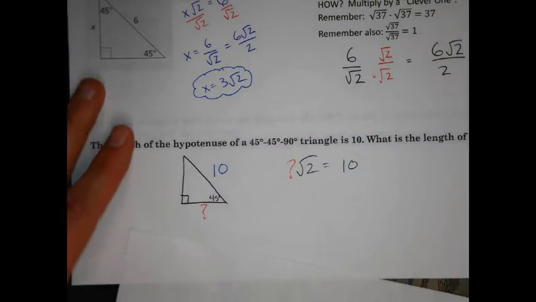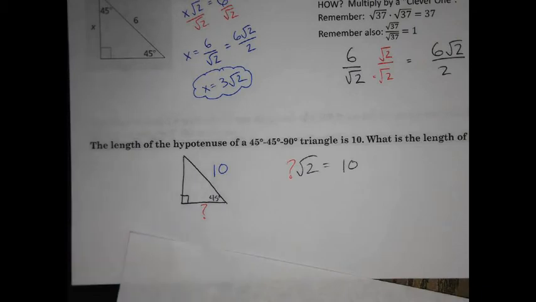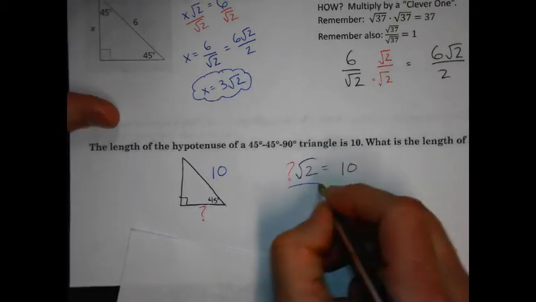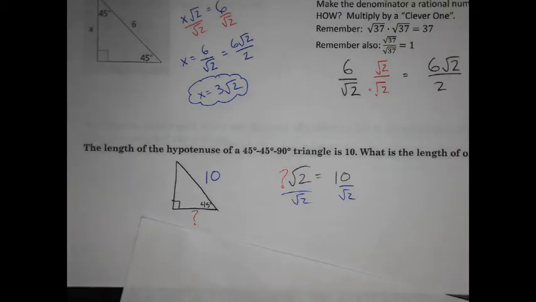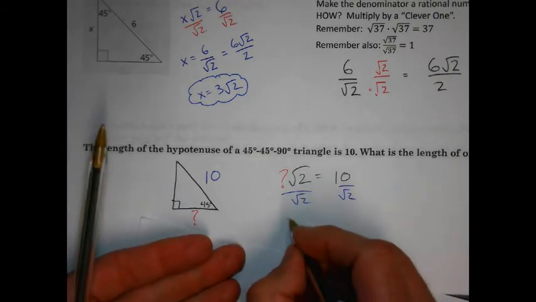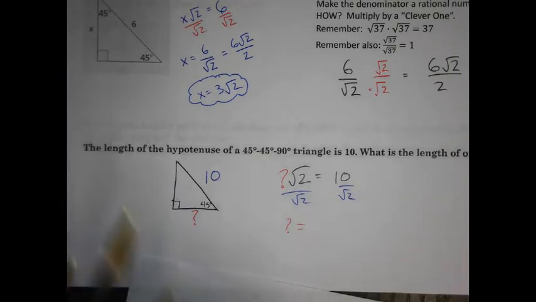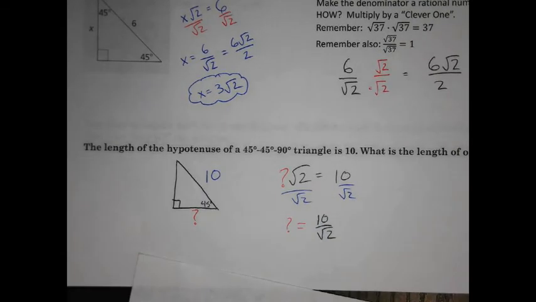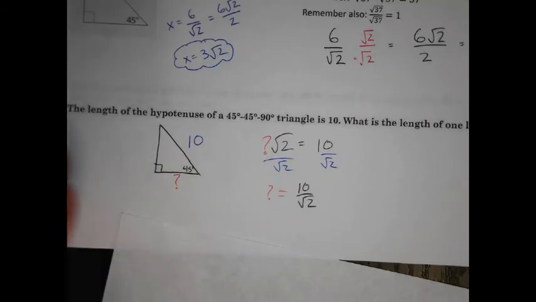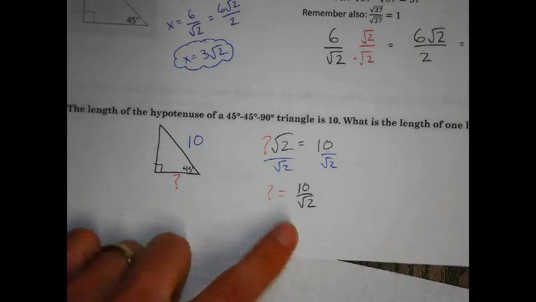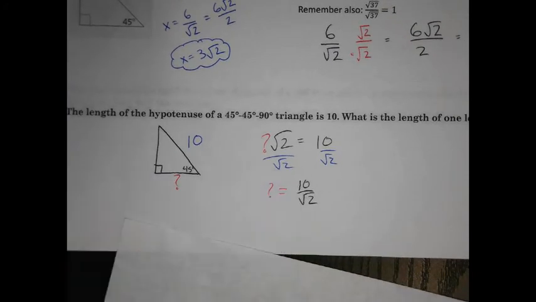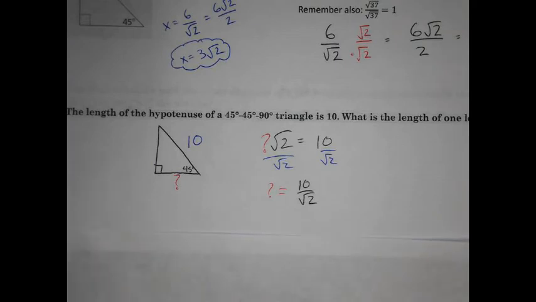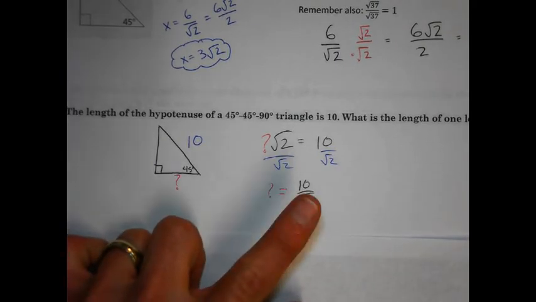So in order to find the missing value, we're going to divide both sides by the square root of 2. So our missing leg is 10 over the square root of 2. But we can't do it. That's impossible. We can't have an irrational number in the denominator. You can't separate things into an irrational number of groups. So that's a no-no. So what do?